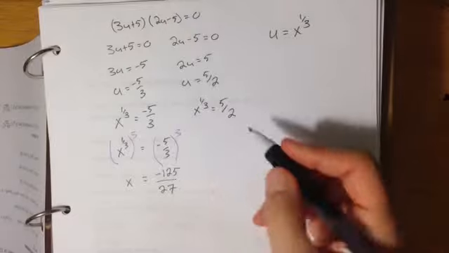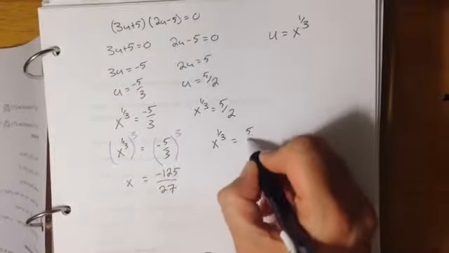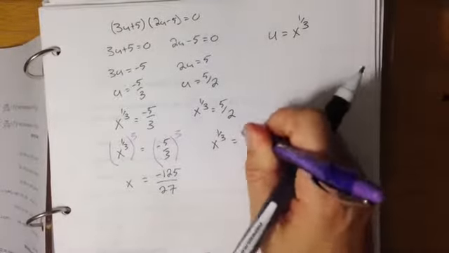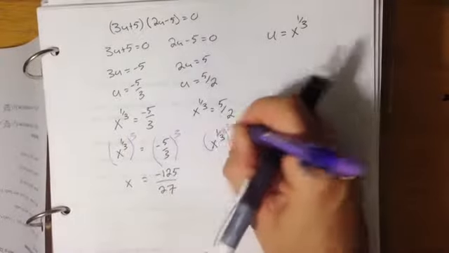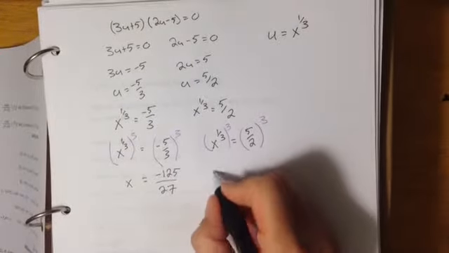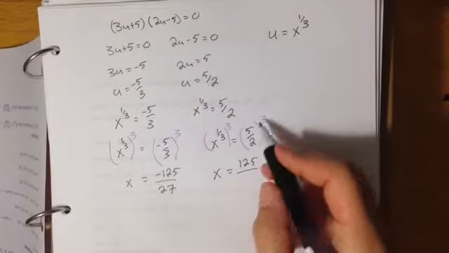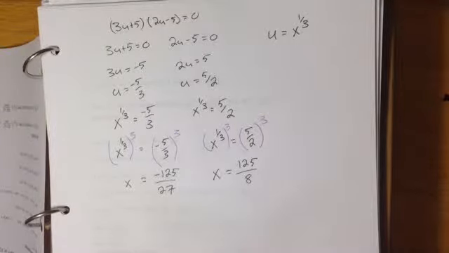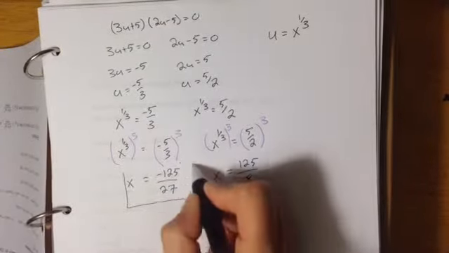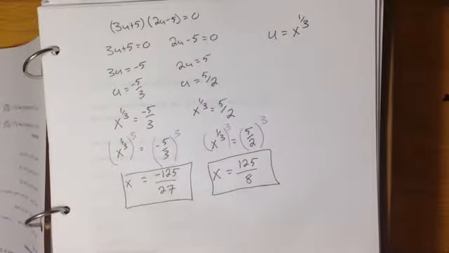And don't forget about this other solution over here. We'll need to solve that one as well. x to the 1/3 equals 5/2. We will cube both sides and get x equals 125 over, I think that's 8, right? Okay, so there's our two solutions for x. And remember, you can always check these by plugging them back into the original equation and maybe using your calculator to simplify it.